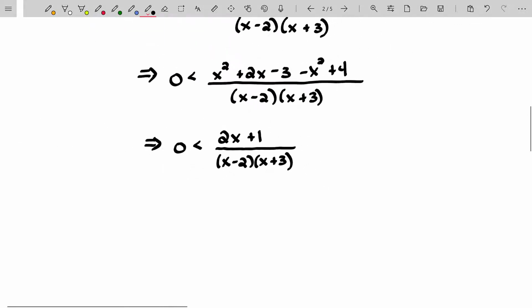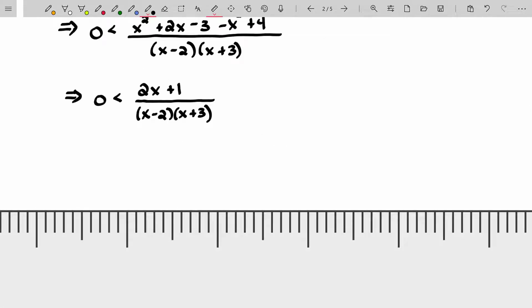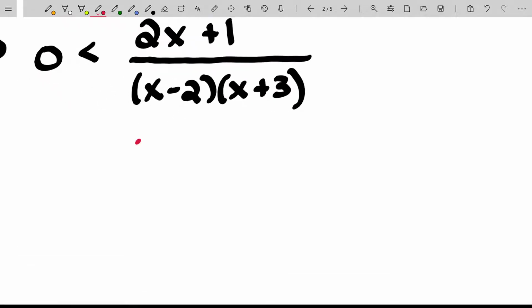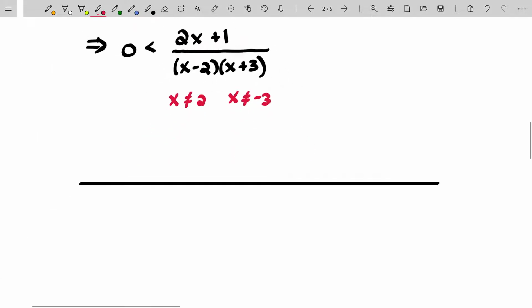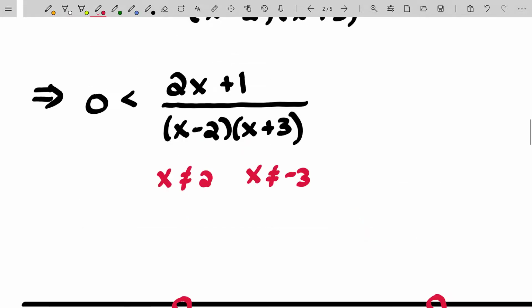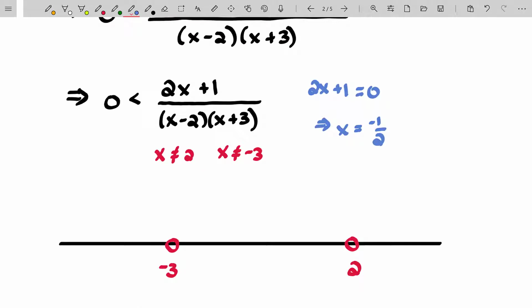Now we get to this point right here, and we need to figure out when this fraction is greater than 0. So I'm going to go ahead and make a sign chart. Now remember, that's the whole point of this, is to make a sign chart. The sign chart will include where I have division by 0, which, by the way, I tell you right now, x cannot be 2, nor can x be negative 3. So I'll go ahead and mark those points on my number line here. And then you're also going to mark where your numerator turns into 0. And that occurs at x equals negative 1/2, which is probably, let's just pretend, right around here.